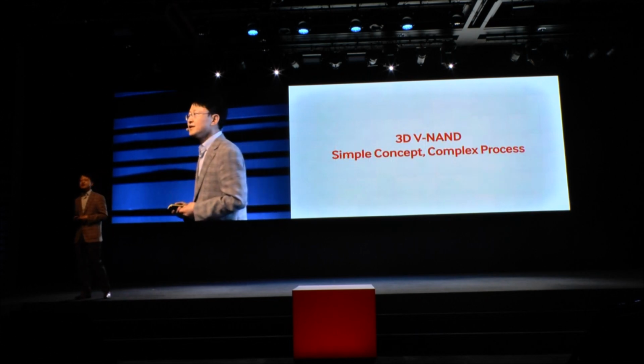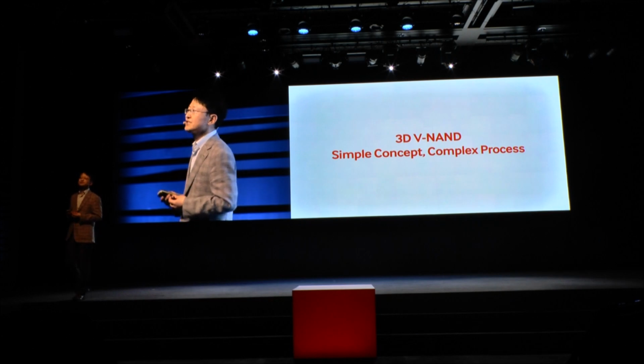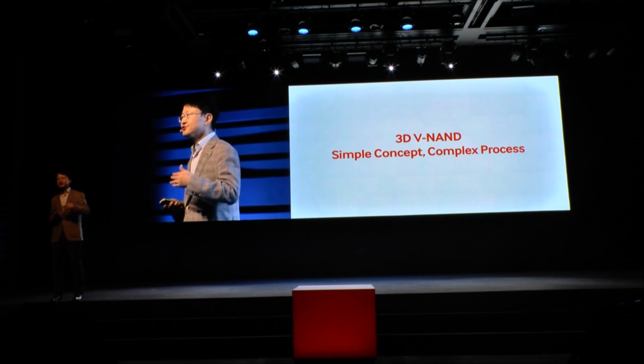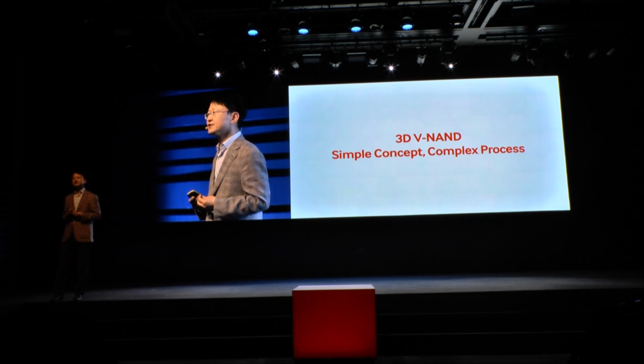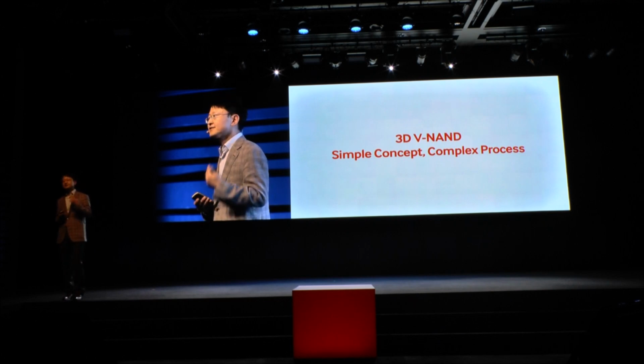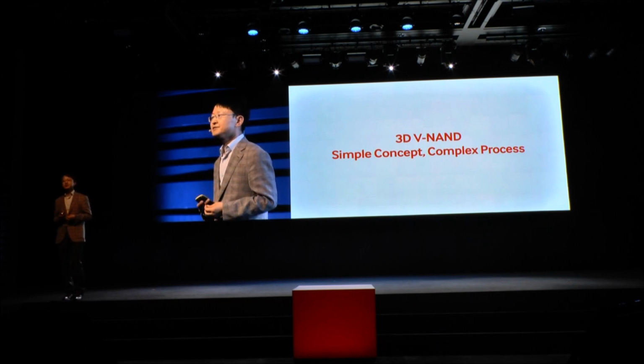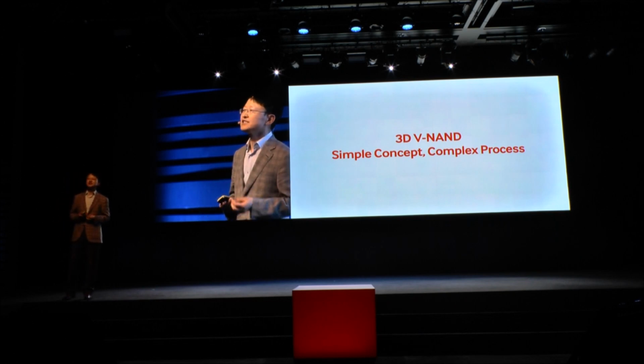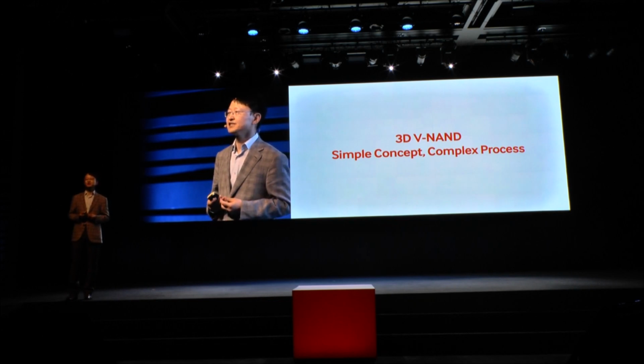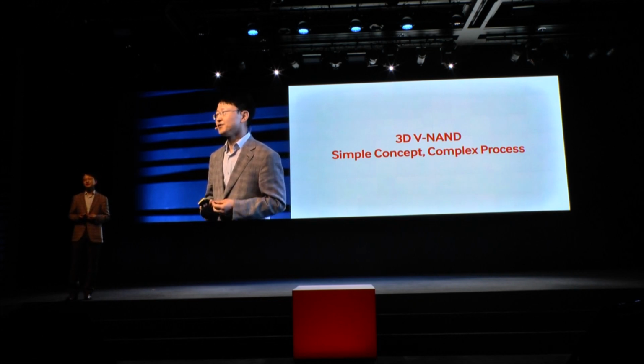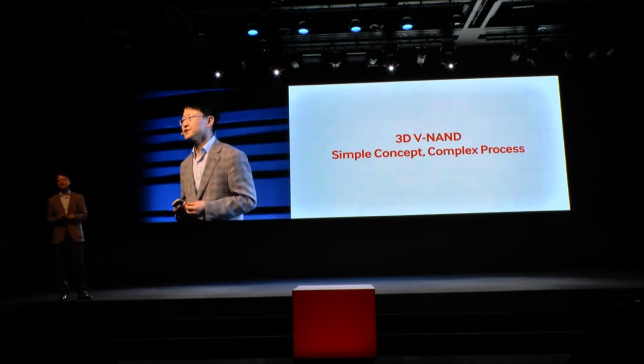So far, I described the concept of 3D V-NAND. Just change the material and structure, and you get 3D V-NAND, pretty simple, right? But why is Samsung the only company that can mass produce 3D V-NAND? It's because there were a lot of complications we faced when developing it.